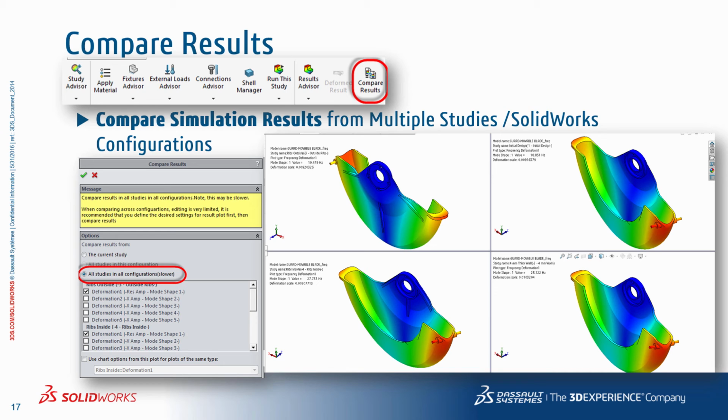After running your studies, you can display simultaneously in split windows up to 4 result plots. You can compare the results plots from the same study or across different studies. The simulation studies can be from the same or different configurations. Let's take a look.